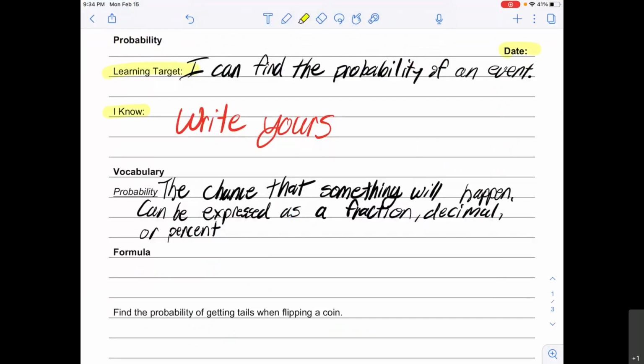You should have learned about probability in the past, maybe in sixth grade or in elementary school, but there should be some things that you know about probability. So, write down whatever that background knowledge is. And then we have one vocabulary word today, which is probability. Probability is the chance that something will happen. It can be expressed or written as a fraction, decimal, or percent. So pause the video here, get all of that written down, and then restart when you're ready to go.